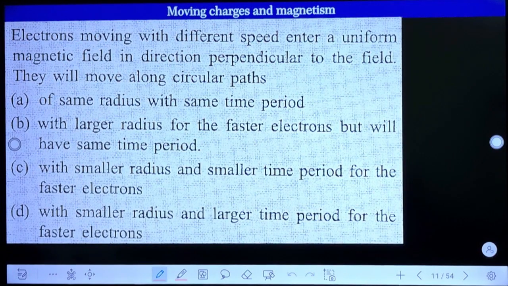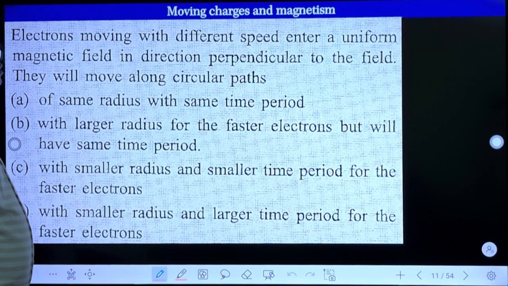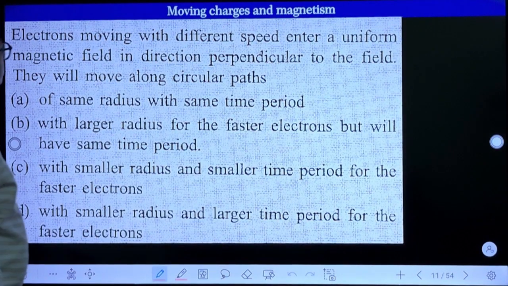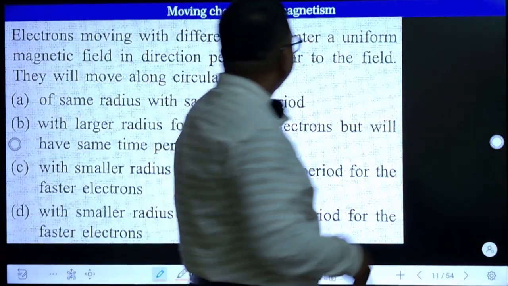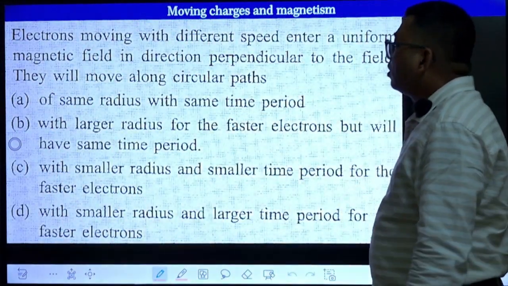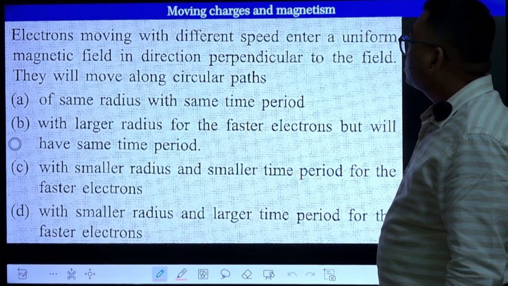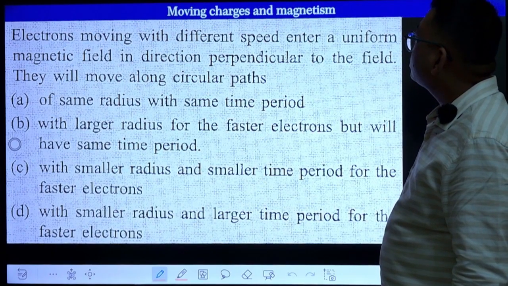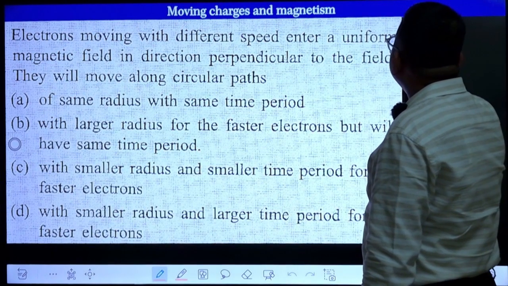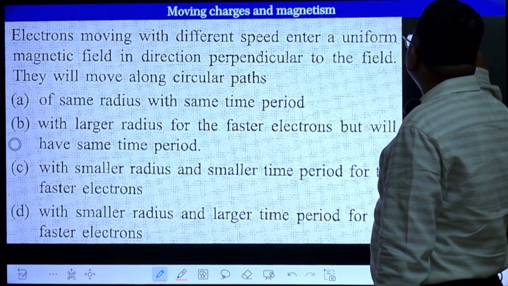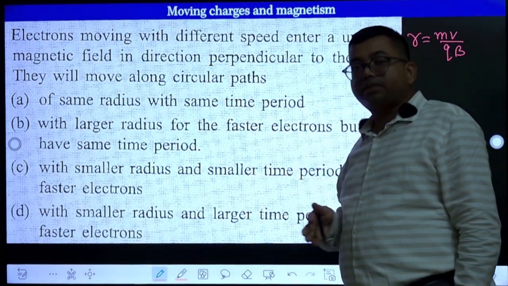Electrons moving with different speed enter a uniform magnetic field in direction perpendicular to the field. They will move along a circular path. So their speeds are different and they are going to move in a circular path. Radius, electrons with different speeds. So radius is equal to mv by qB.